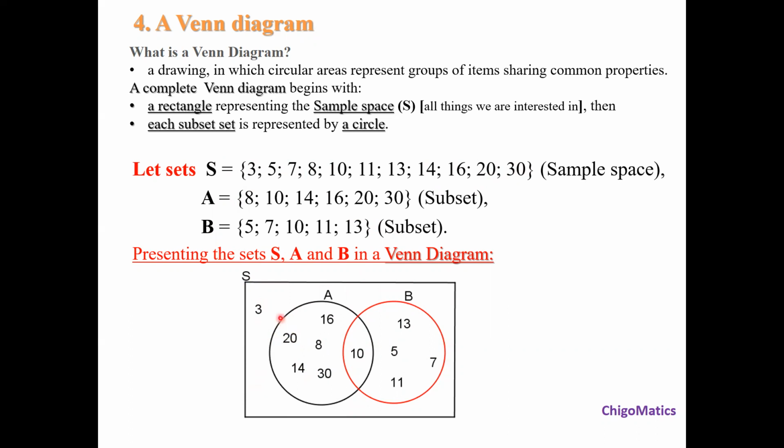If you count the elements both outside A and B and those in A and B, they should give you the number of elements in set S. So set S has got 11. So if we count, we have 1, 2, 3, 4, 5, 6, 7, 8, 9, 10, 11. So set S is now represented. So it's now a complete Venn diagram. All the elements in S are there. All the elements in A are there. All the elements in B are there. This is important.